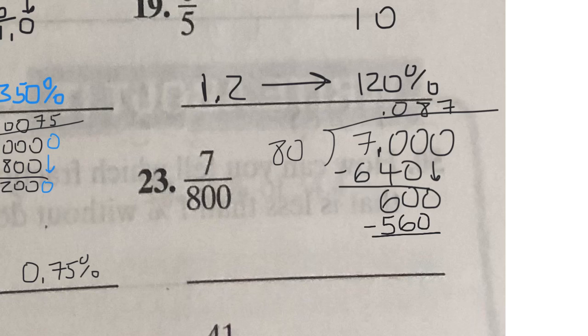Subtracting 560 from 600 is 40. Now we could bring another 0 here, drop it down, and we would ask ourselves 80 times what gives us 400? Well, that's 5. That would just straight up be 5. So we're actually done at that point, with that part at least. So the decimal is 0.0875. Obviously, moving the decimal place over twice to the right would give us 8.75%. So that's that one.